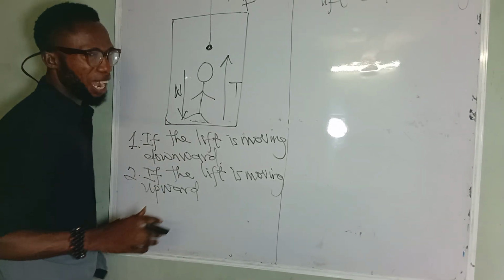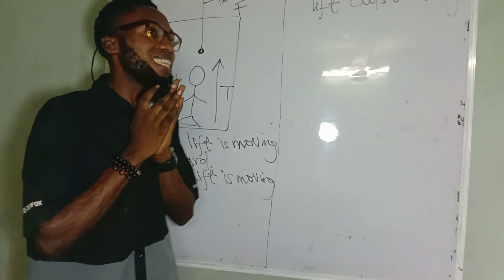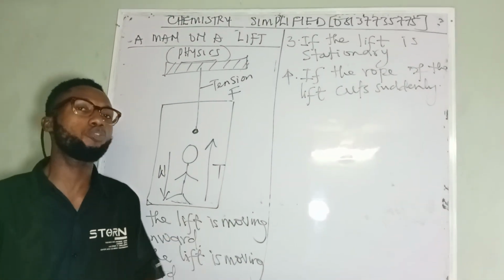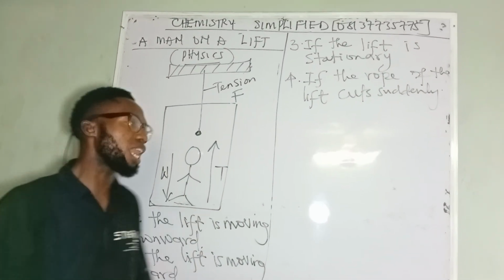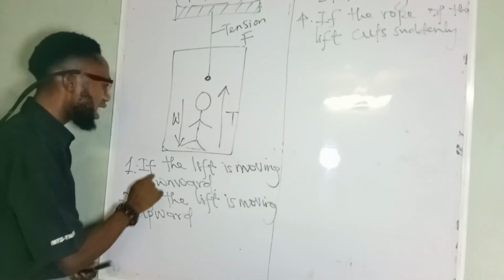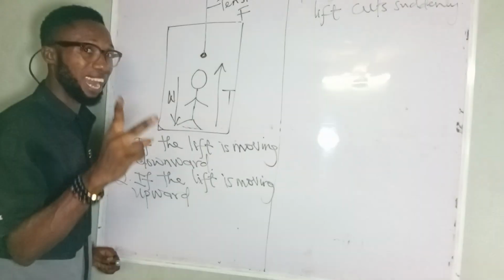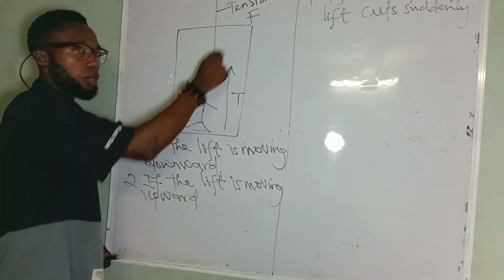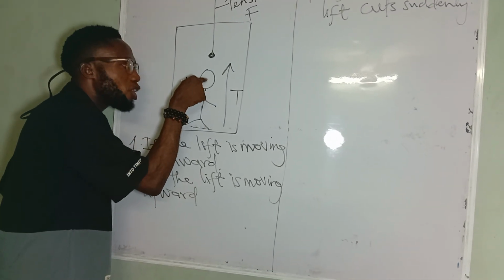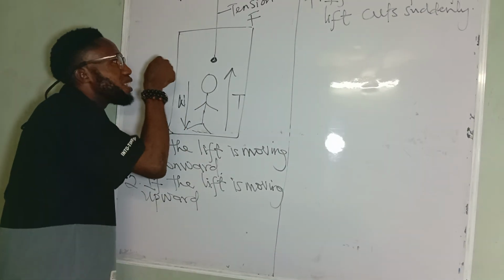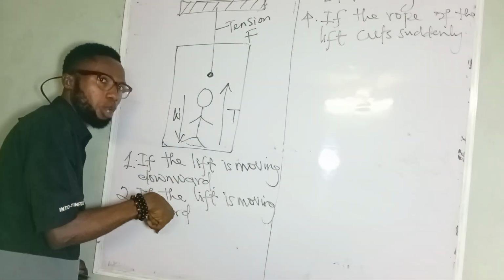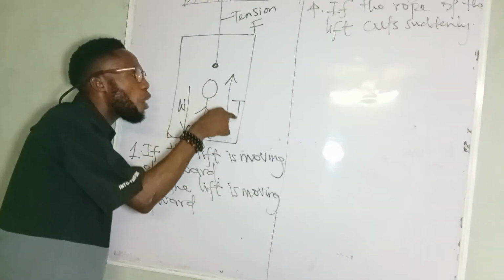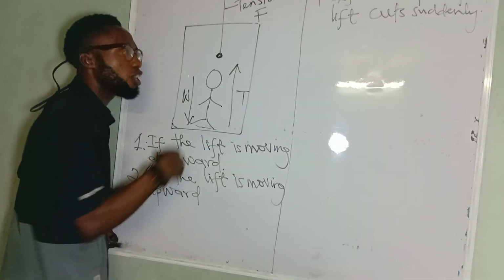If the lift is moving downward, I want you, just like I always say to my students, I don't teach you to guess questions. I teach you to understand questions. Do you understand? It is crystal clear that if the lift is moving downward, don't forget that there are two forces that affect the man in the lift. We have the weight and the tension. Now, if this body can pull the weight of the lift downward, what does that mean? It simply means that the weight of the body is greater than the tension in the rope.